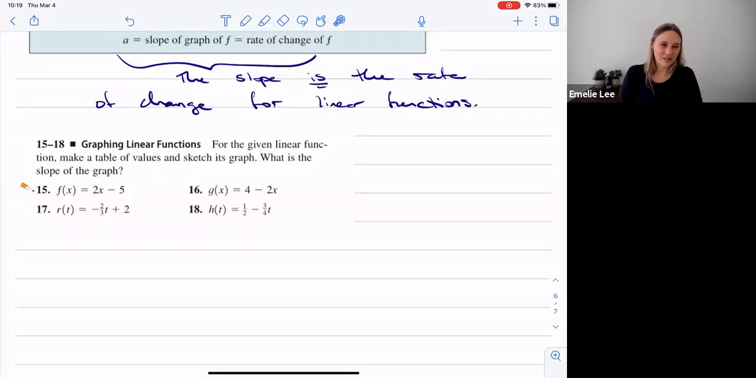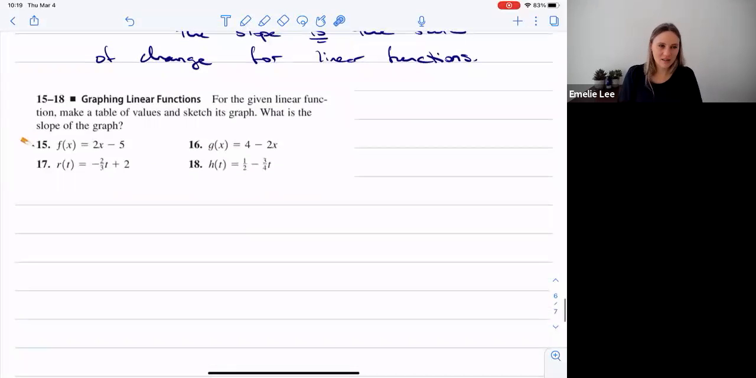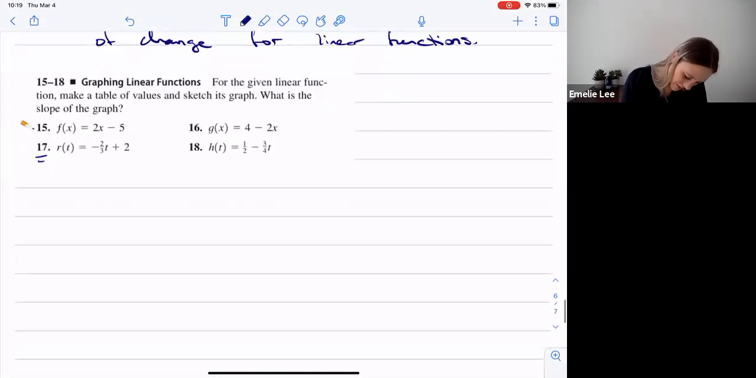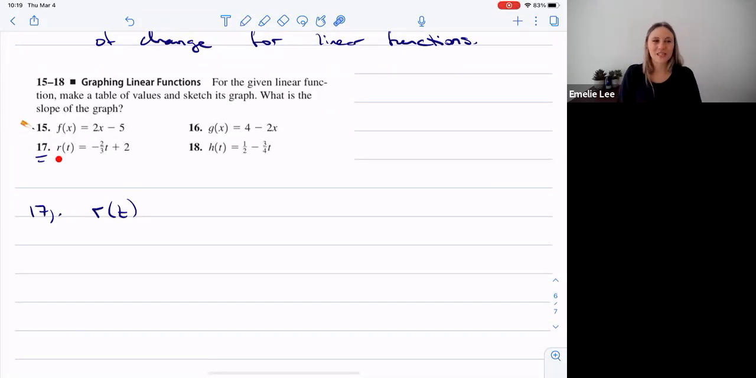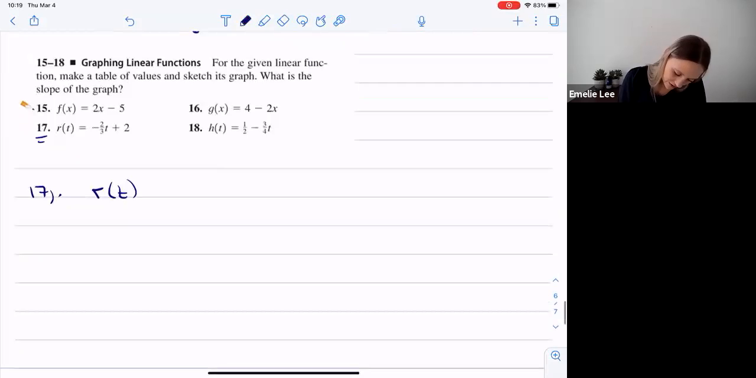And no one likes fractions, right? And so maybe let's use 17 just for some extra practice. Also because it's using a name other than f and a variable other than x, right? So the name is r and the variable is t, but it doesn't matter. So r of t is -2/3 times t plus 2.